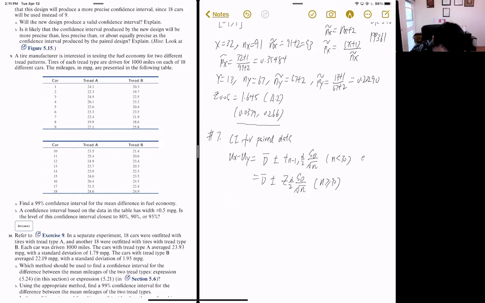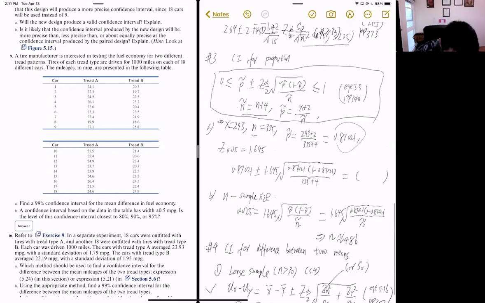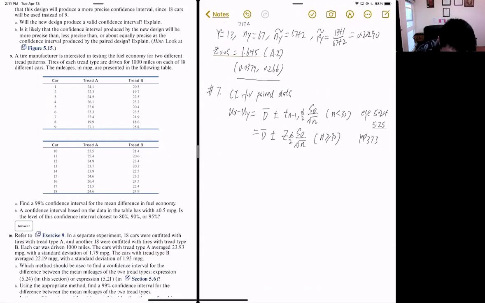So these are equations 5.24 and 5.25 on page 373 of the textbook. In this question we have 18 cars, which is less than 30, so a small sample. We should use the t-value, the t table. First, let's calculate all these parameters.